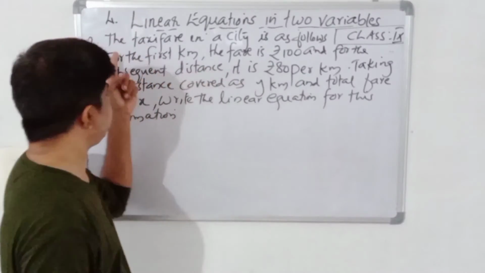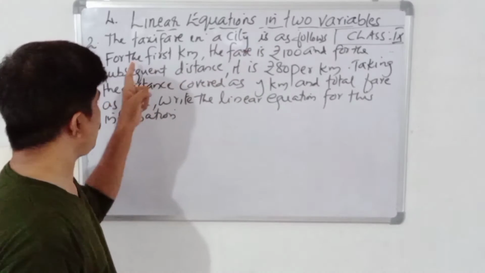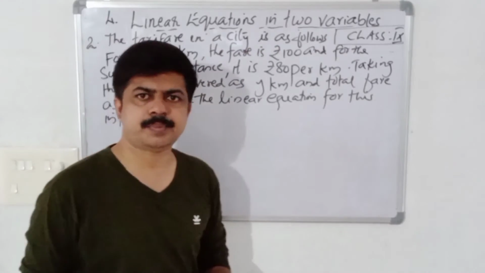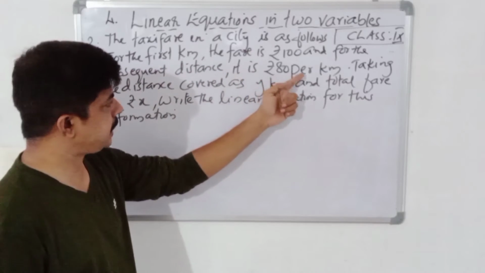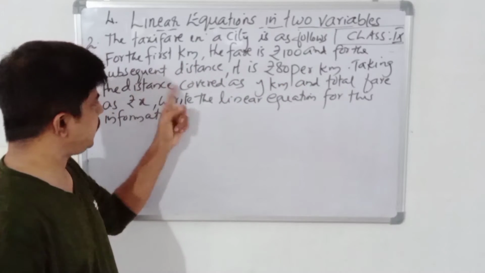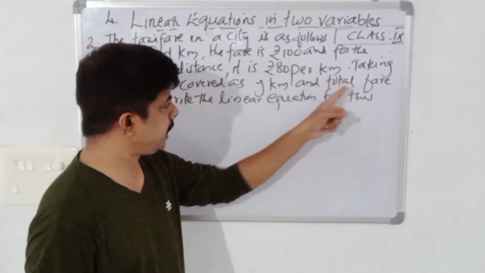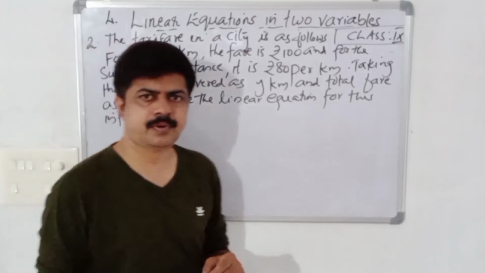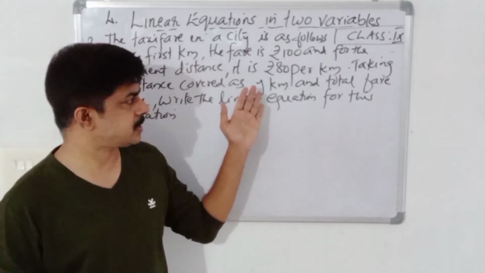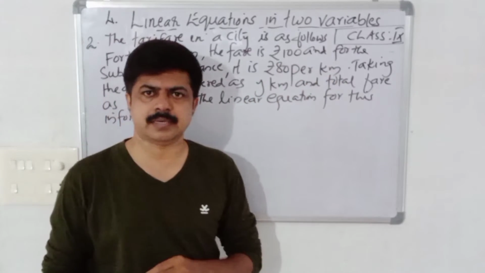The next question: the taxi fare in a city is as follows. For the first kilometer, the fare is rupees 100. And for the subsequent distance, it is rupees 80 per kilometer. Taking the distance covered as y kilometers and the total fare as rupees x, write the linear equation for this information. We have to write a linear equation for the given information.